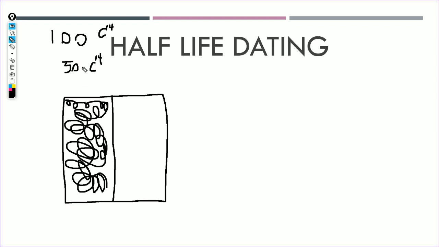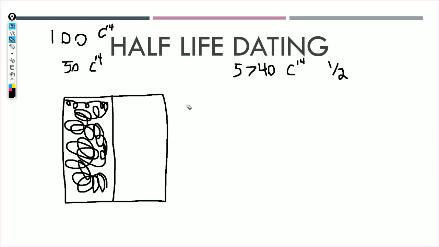How do they know how old that fossil actually is? Well, scientists know that it takes 5,740 years for carbon-14 to go away by half. So since we lost half of our carbon-14, scientists know that this fossil is 5,740 years old.